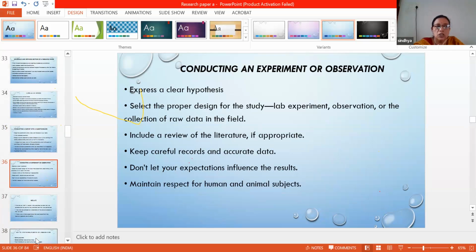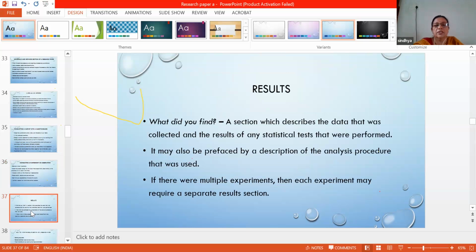And you need not anticipate the result. Whatever result you obtained, that must be reported. So maintain respect for human and animal subjects. So these are some of the procedural rules that researchers should follow while conducting a survey or a research, experimental research.